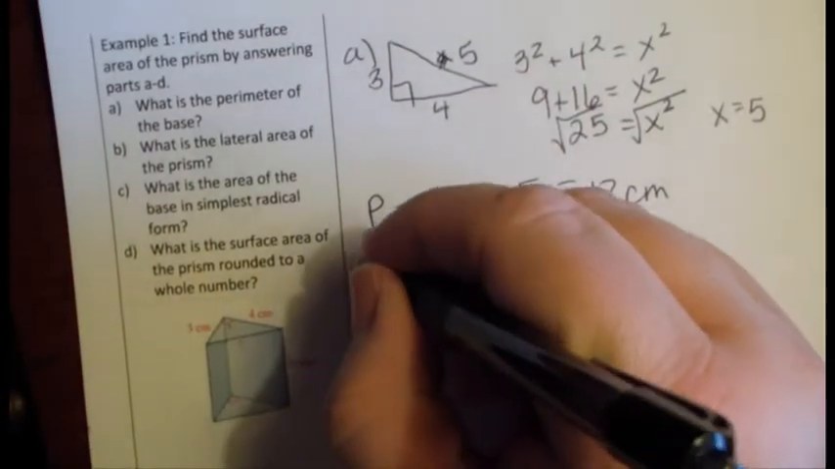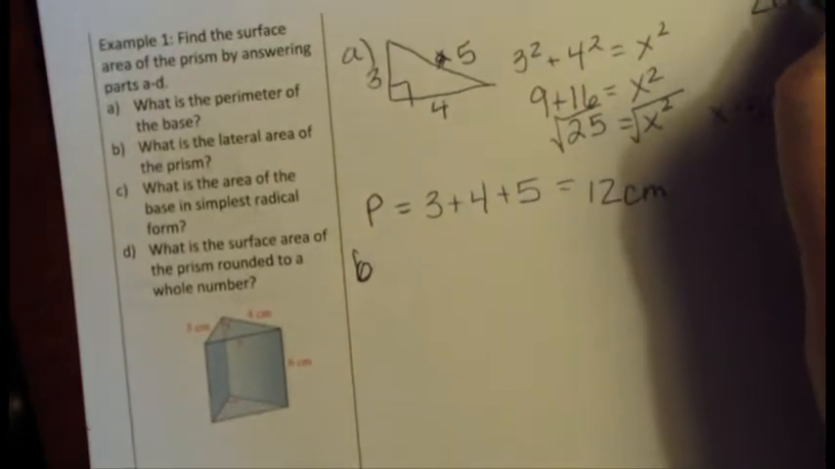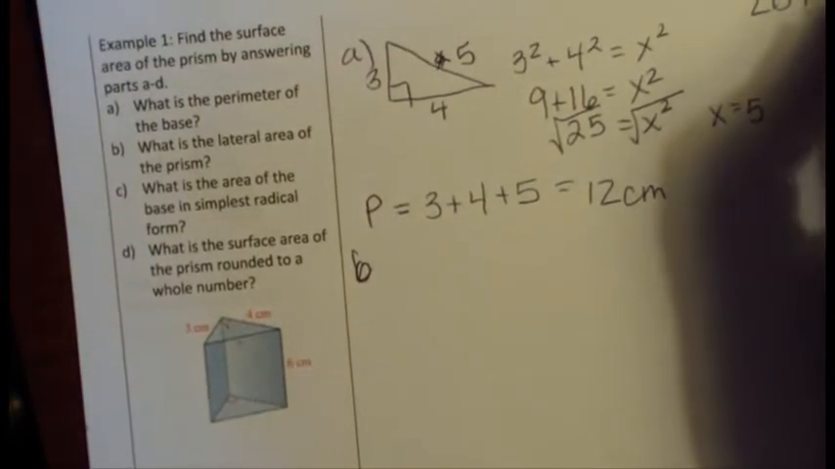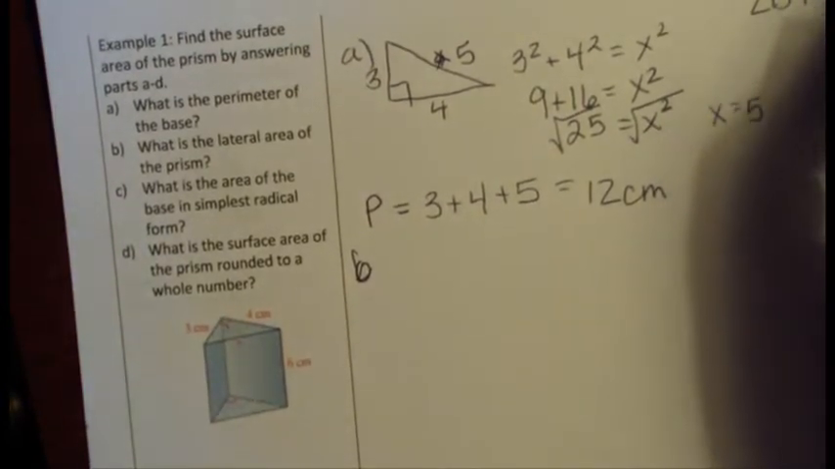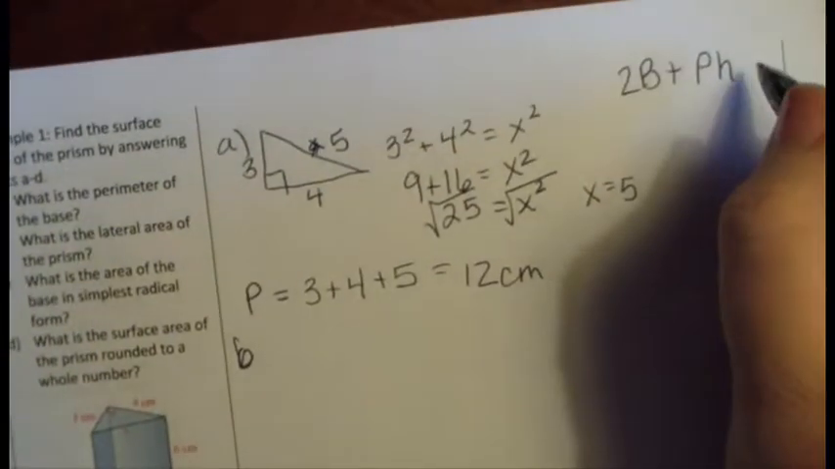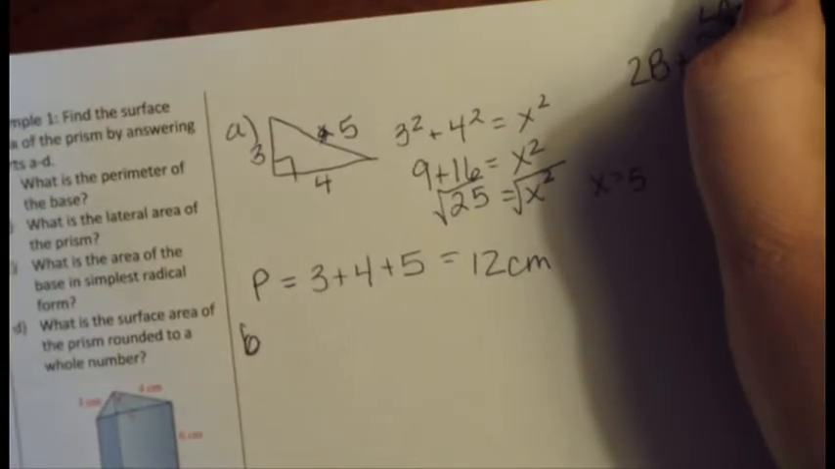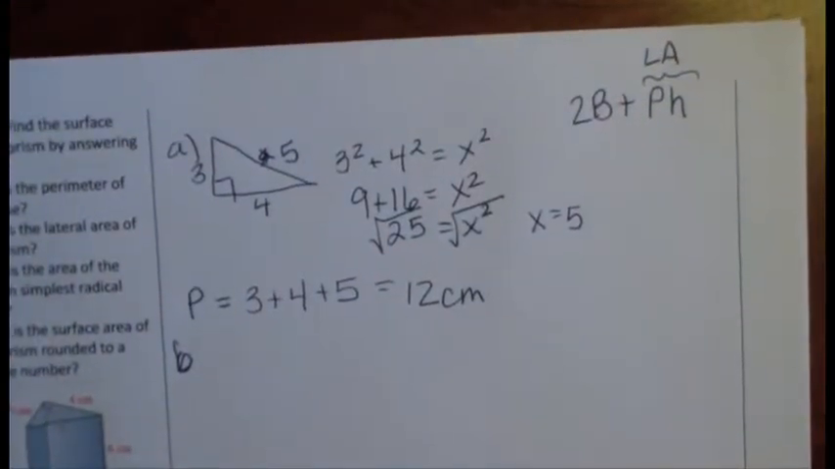was 2b plus perimeter times height, right? Yeah, perimeter times height. So this part right here, the perimeter times height, that is our lateral area. So that's what we're looking for in part B.